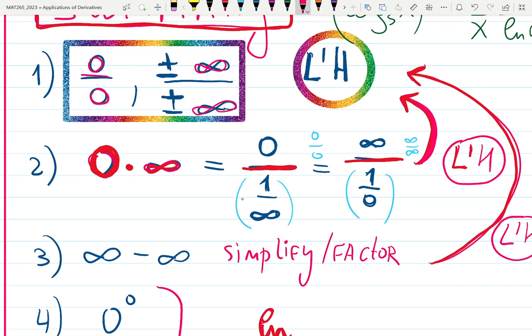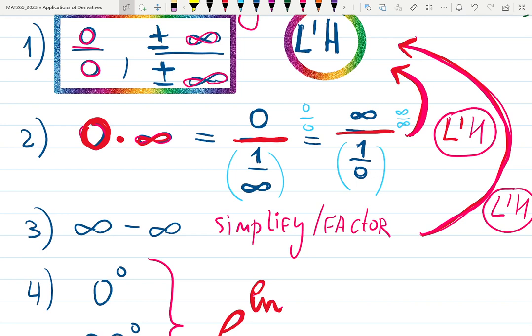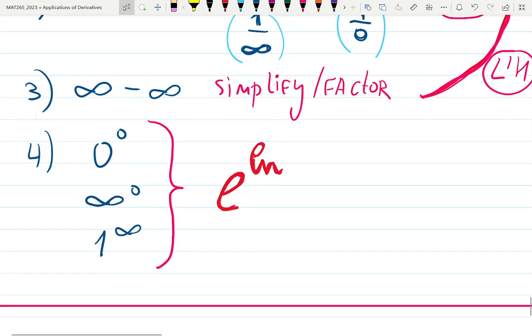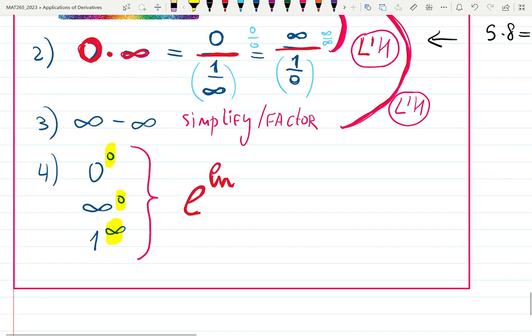Infinity minus infinity, you also want to take it to a fraction to use L'Hopital rule. So how to do it? Simplify, factor something out, common denominator. Those are 3 steps. And the last 3 are the ones we just did. You do e to the ln, and the answer will be e to that limit. E to the ln, or ln, helps you to get rid of the power. This power and this power and this power, they go down when you use log. So this is what we just covered.